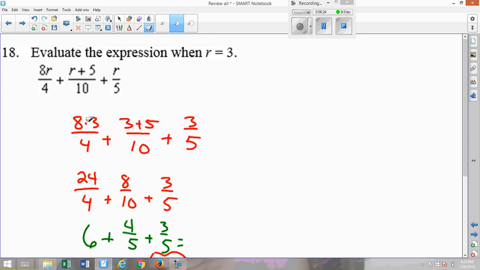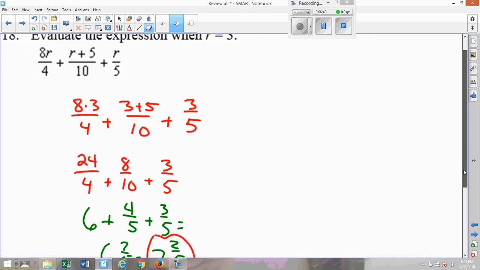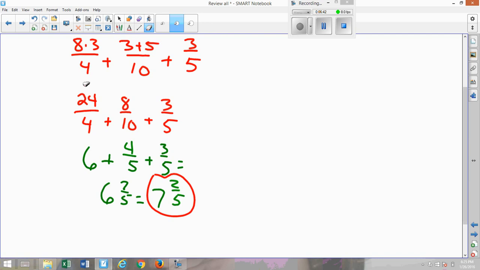You do 8 times 3 plus, or over 4 plus 3 plus 5 over 10 plus 3/5. Then you reduce. You get 20, or you start breaking it down. 24 over 4 plus 8 over 10 plus 3/5. I then said, hey, this would be a lot easier if I just did 24 divided by 4. That's 6. I reduced 8/10 down to 4/5. And then I had 3/5 left over, so you get 6 plus 7/5, which is really 1 and 2/5, and then you add that on, so it's 7 and 2/5.